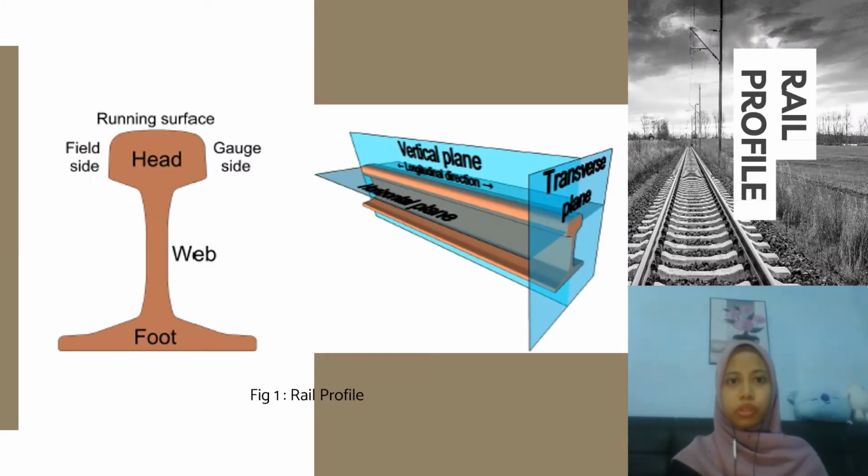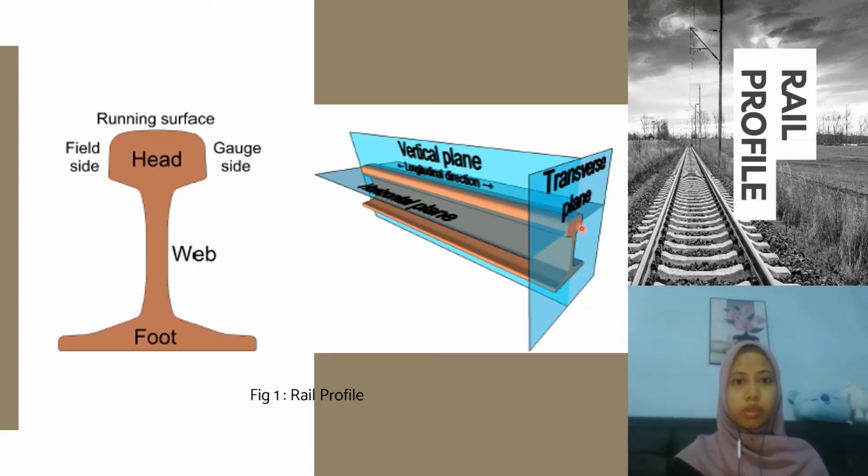Now we move to rail profile. As we can see here is the illustration of the rail. The illustration on the right is the 3D model of the rail, which consists of three planes, which are the transverse, vertical, and horizontal plane. And the view from the transverse plane has been shown in the left figure.